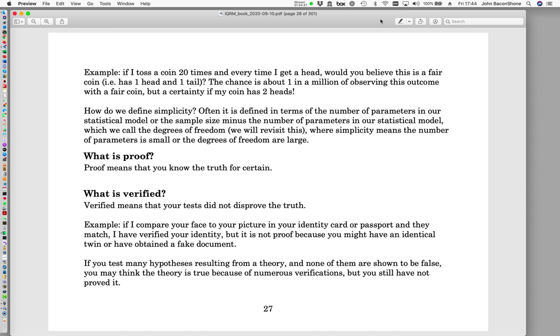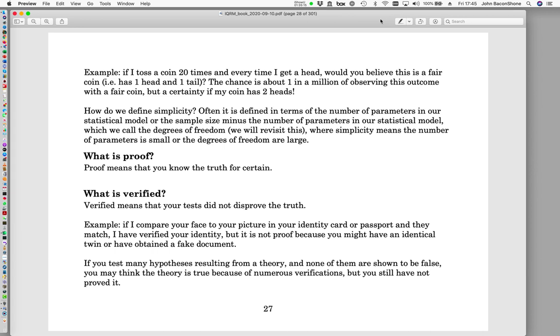Verification, however, means my test did not disprove the truth. Now, clearly, even if you were all in the classroom and I wanted to take the register to see who's present, I'm not going to ask for DNA samples for you to prove who you say you are. I generally just accept that people sign their initials against my list. So that's a very weak form of verification, because I don't even know what your signature should look like.